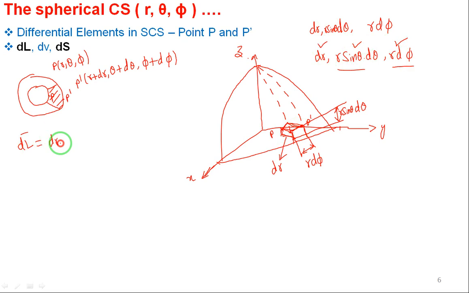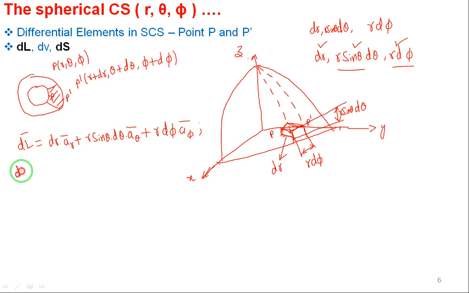So the first differential element is dr into ar, and the next is r sin theta d theta into a theta, which should be associated with a unit vector. Then the third differential element is r d phi into a phi. So this is the differential length.